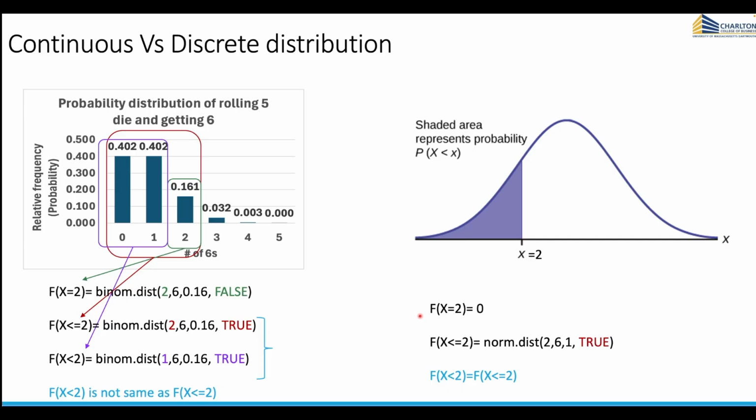Therefore, we can say f of x getting a single value is always 0 in continuous distribution. However, f of x less than or equal to 2 is the area on the left side that we can calculate, and since the area under the curve for a specific number is 0, f of x less than 2 is the same as f of x less than or equal to 2. These are the main differences between continuous and discrete distributions in terms of calculating the probability when you are doing the work in Excel using Excel functions.